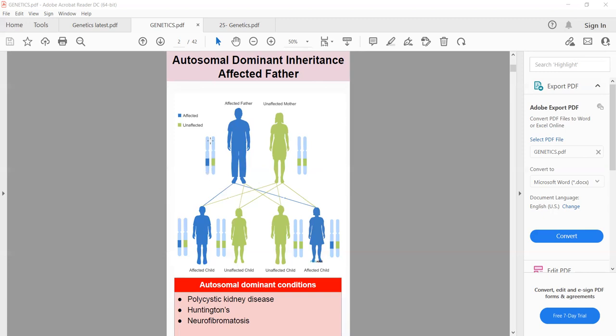Now, one possibility is that the sperm with the abnormal chromosome will combine with a normal egg, and the result is shown here: the child will be affected. The other possibility is that the sperm containing the normal chromosome will meet an egg that contains the normal chromosome. So this is the second possibility. First possibility is that this one will combine with this one, which will result in an affected child. And in the second scenario, the second will combine with this one.